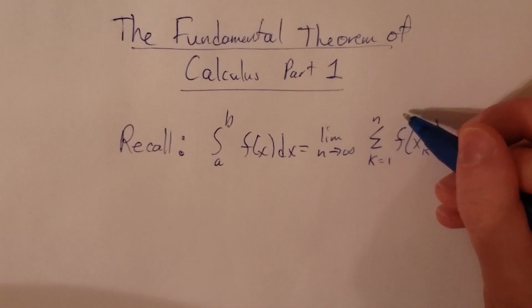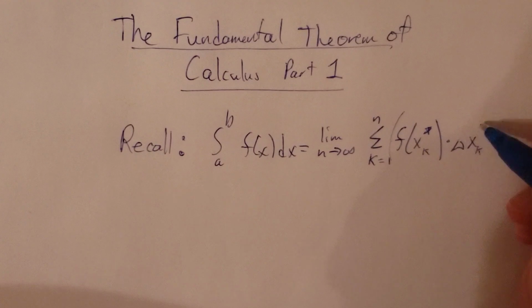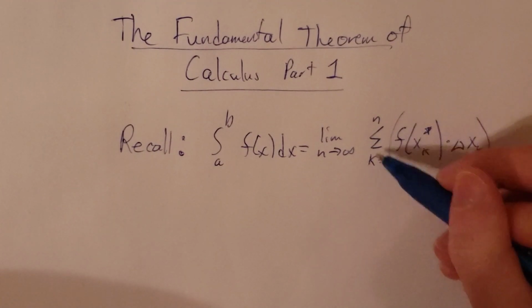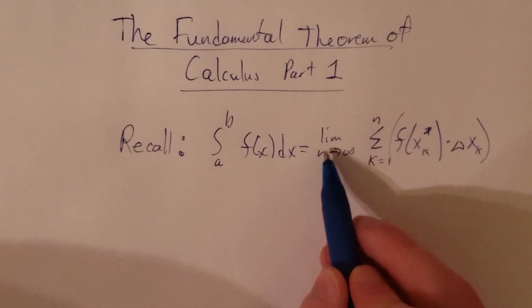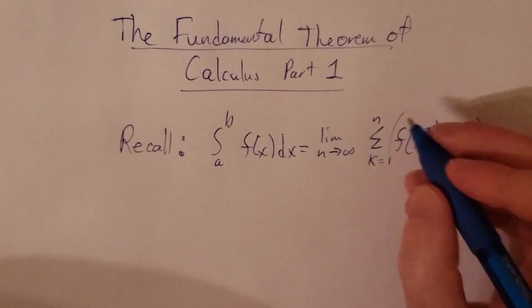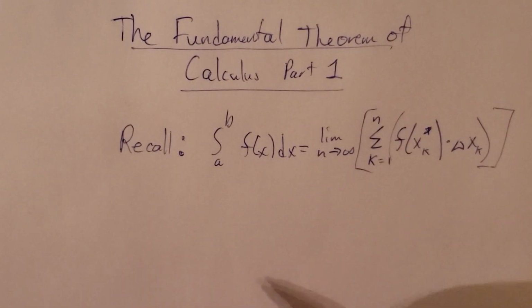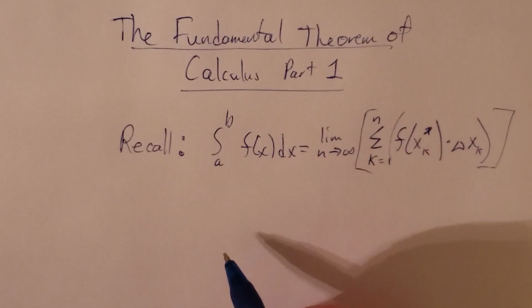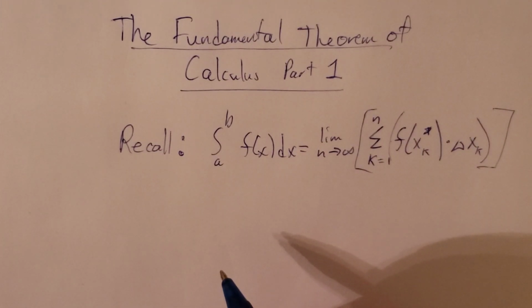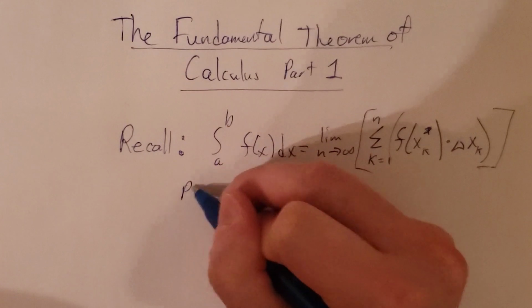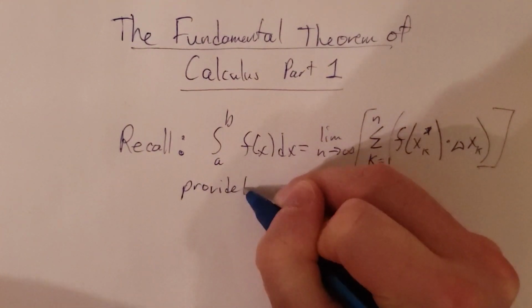Right? So we took the summation of this from k equals 1 to n, and then we take the limit as n goes to infinity of that summation. And that is how we defined our definite integral from a to b, provided this limit exists.